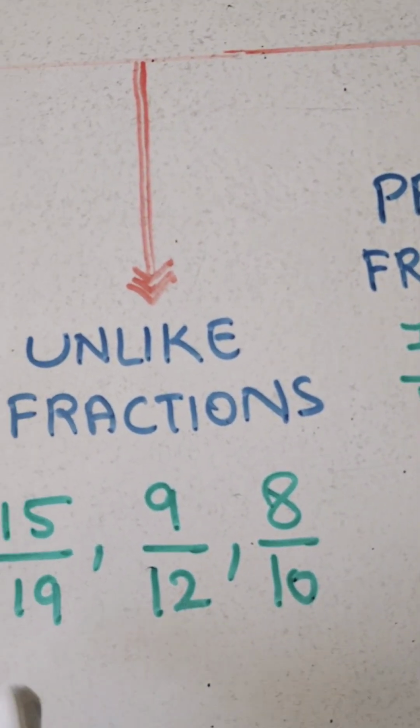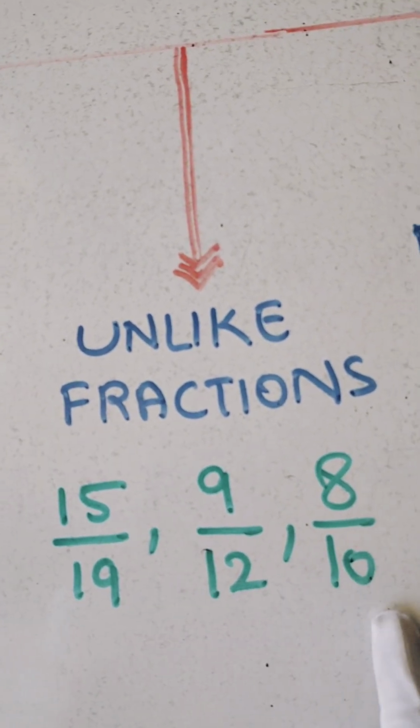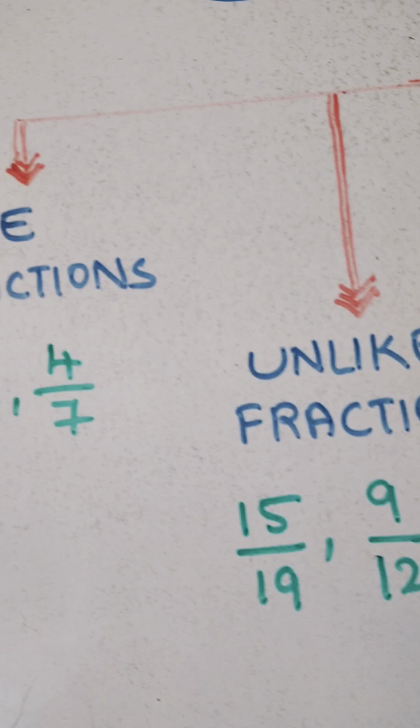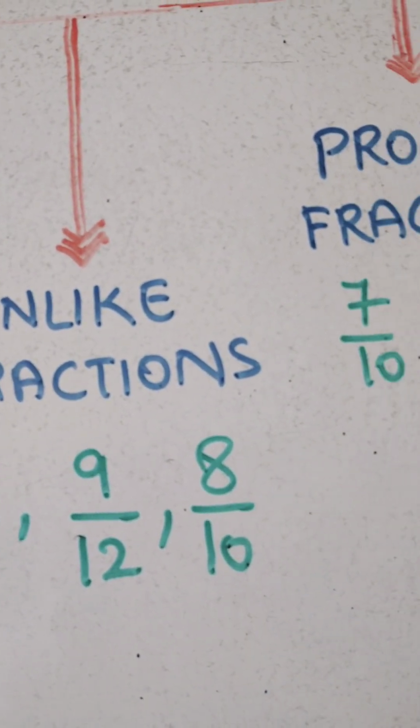And unlike means not the same. So the fractions which have different denominators are called unlike fractions. Fractions with the same denominator, like fractions. Fractions with different denominators, unlike fractions.